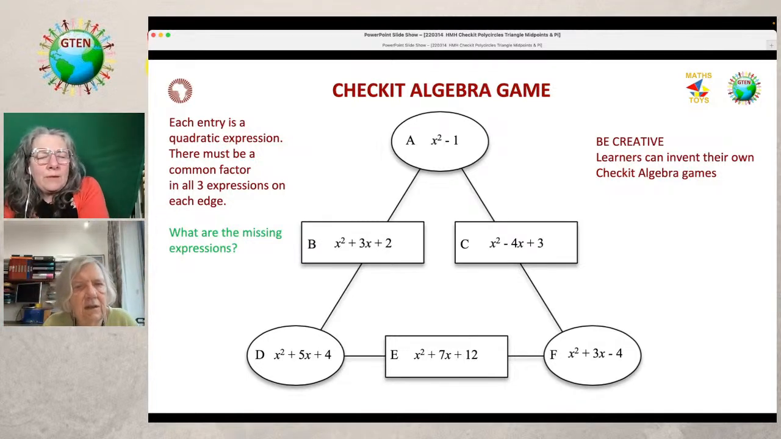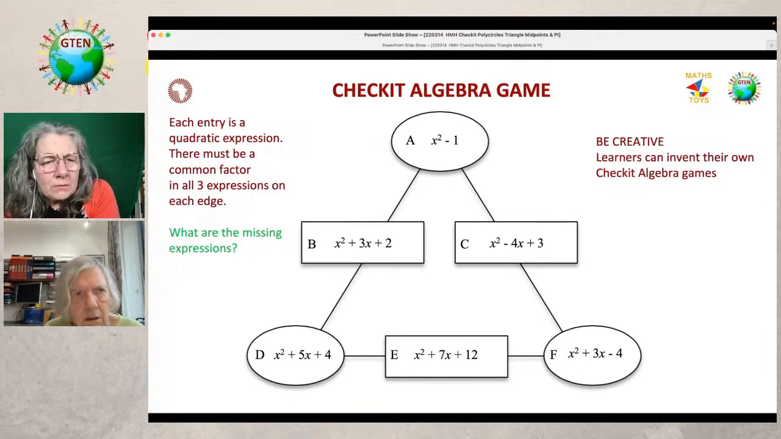Where is that? Where do you say that? Where do you write that? On the top left-hand side.